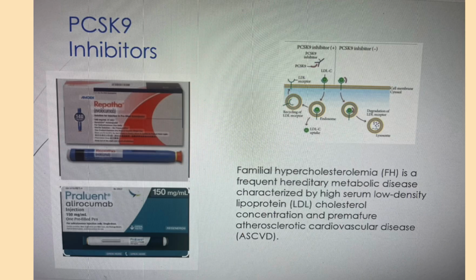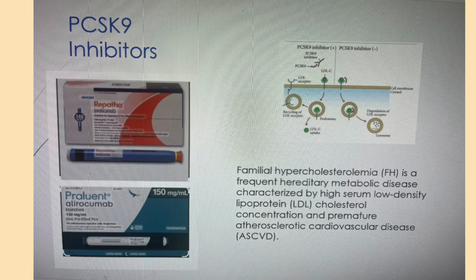Next is PCSK9 inhibitor. There are two of them, Repatha and Praluent. Repatha, evolocumab, is 140 mg per ml. Praluent, alirocumab, is 150 mg per ml and 75 mg per ml. Both of them, the frequency is once every 2 weeks to once a month. And the advantage over statin, not so much myalgia reported, and the side effects are hypersensitivity reactions or injection site reactions, or common side reactions.